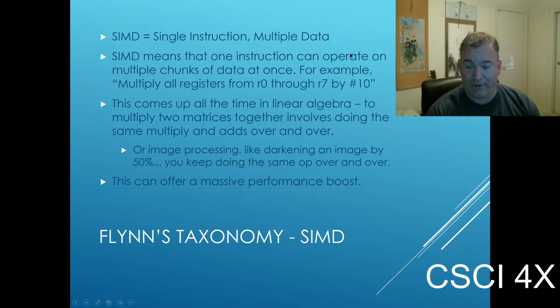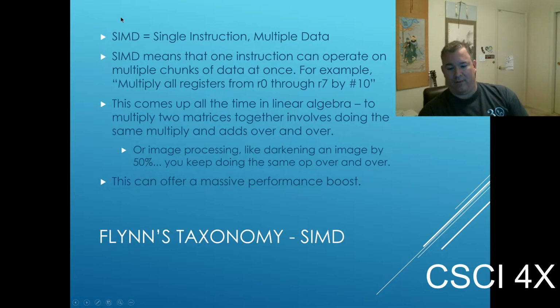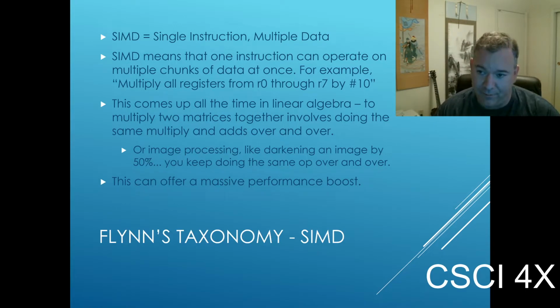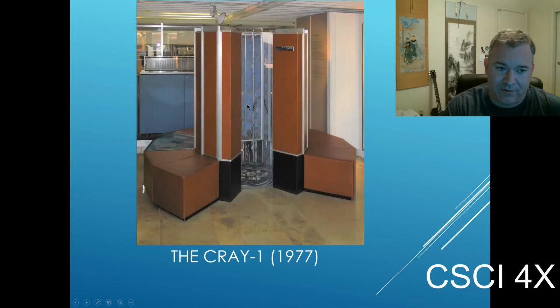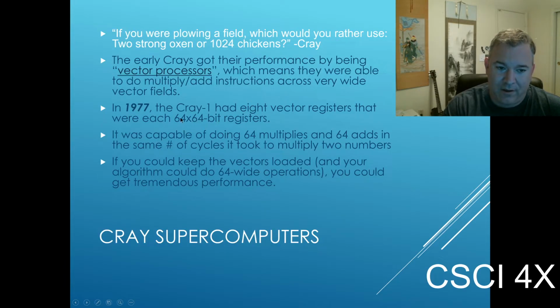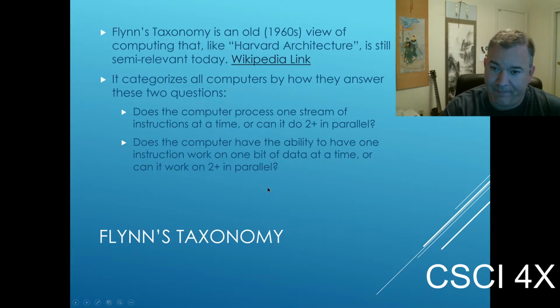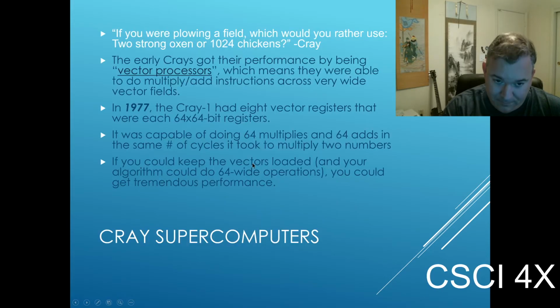SIMD is our topic for today, and this is what you're going to be using to get speed out of sepia toning. Okay, so SIMD means that one instruction can do multiple multiplies at the same time, right? Just like what we had with the Cray back here. You could do 64 multiplies and 64 adds with one instruction. If you could do one instruction, vector multiply add, that does multiple datas at the same time, that's SIMD. Single instruction, multiple data.